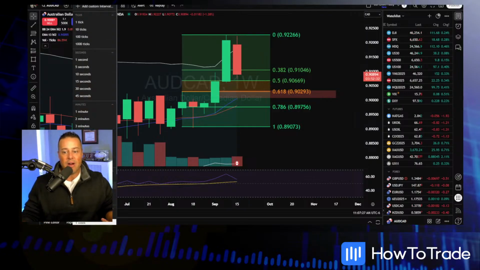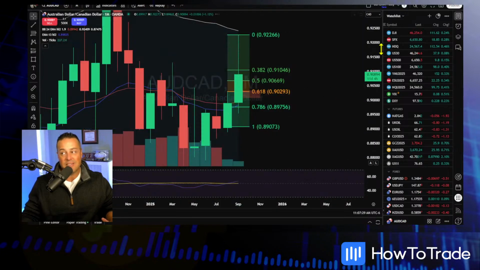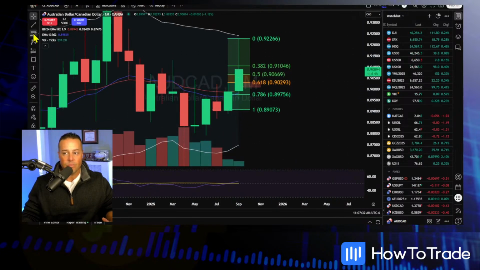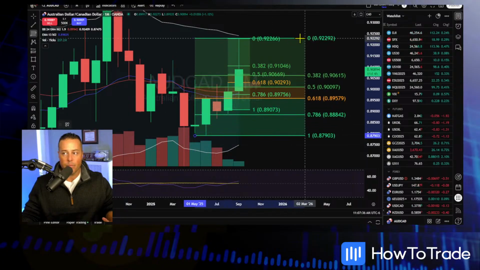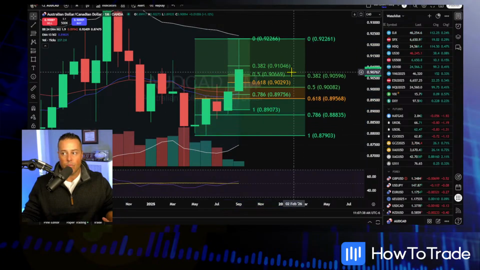So if we back off to our monthly, something like this, interesting. Where's our hot zone? Hot zone's right down in here. What do you got down there? 89.75-ish. That's big for 78%.